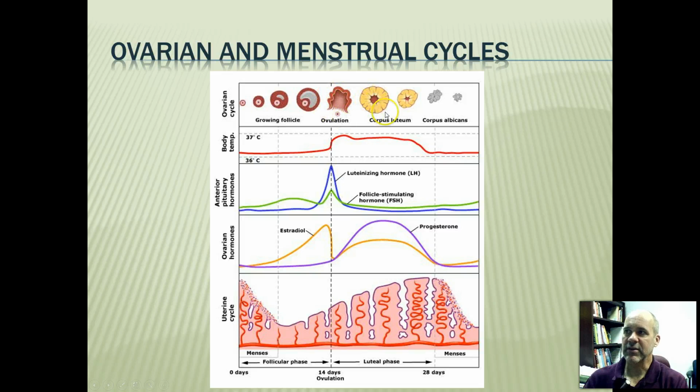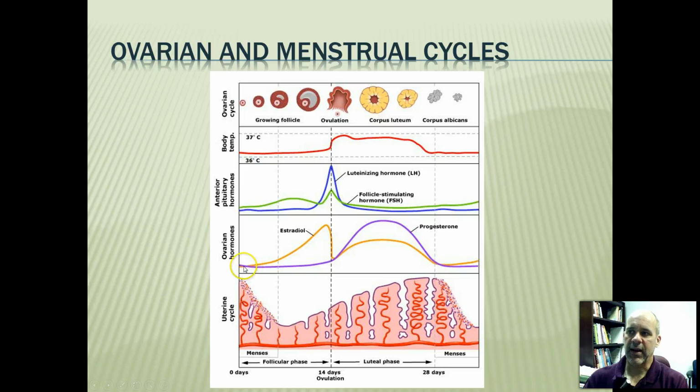These leftover cells become the corpus luteum, and those cells are going to make estrogens here in yellow and progesterone here in purple during what's called the luteal phase of the cycle, that second half. That's referring to the corpus luteum being alive and functioning. If we follow our estrogen diagram, estradiol is the main type of estrogen, so that's what's being referred to there.